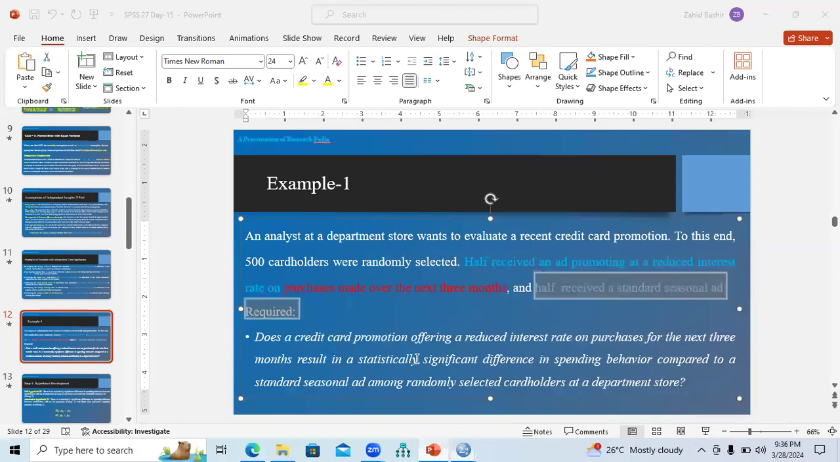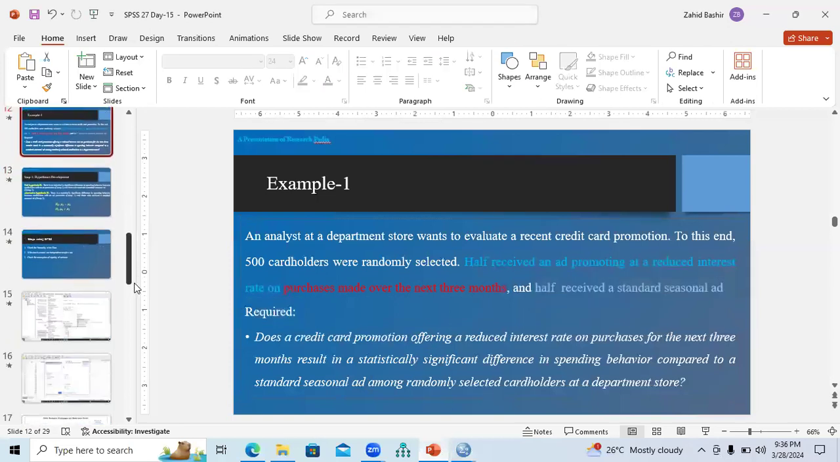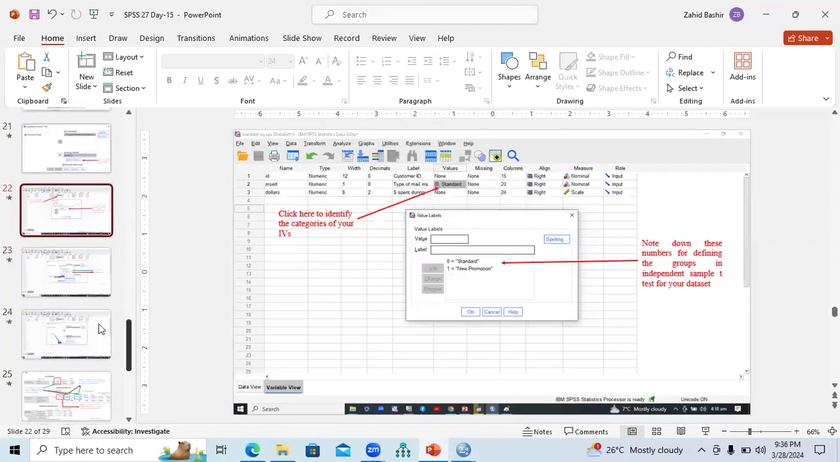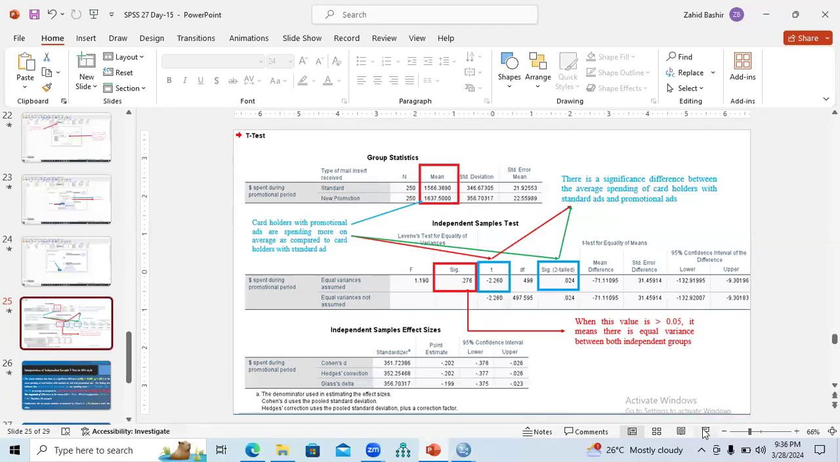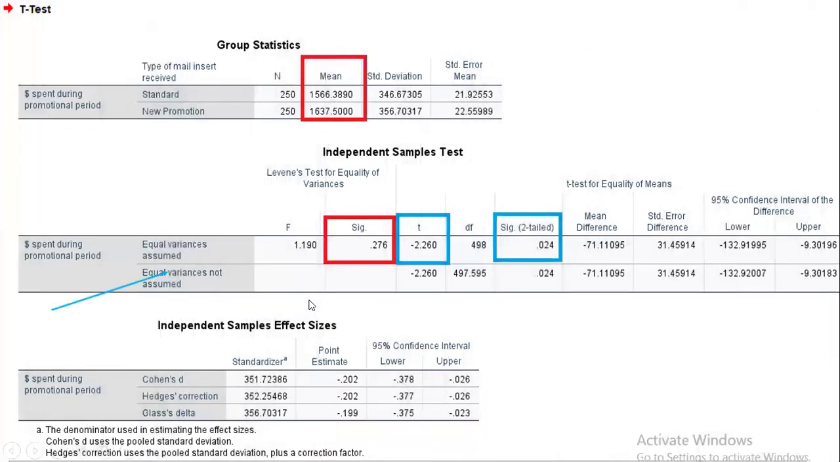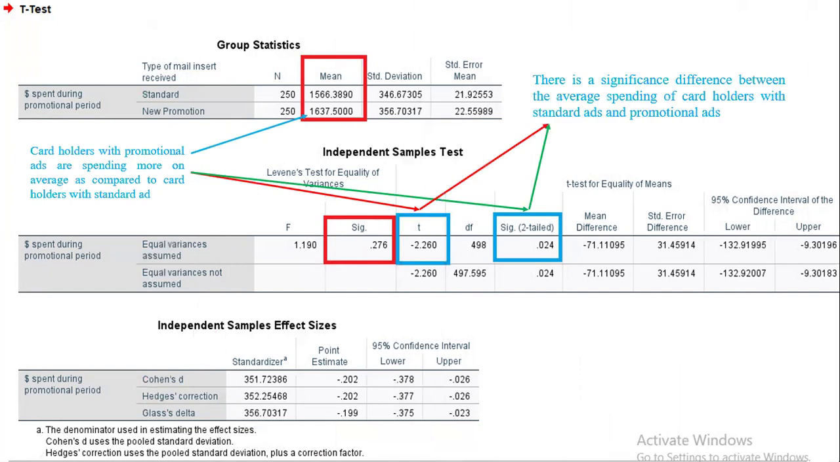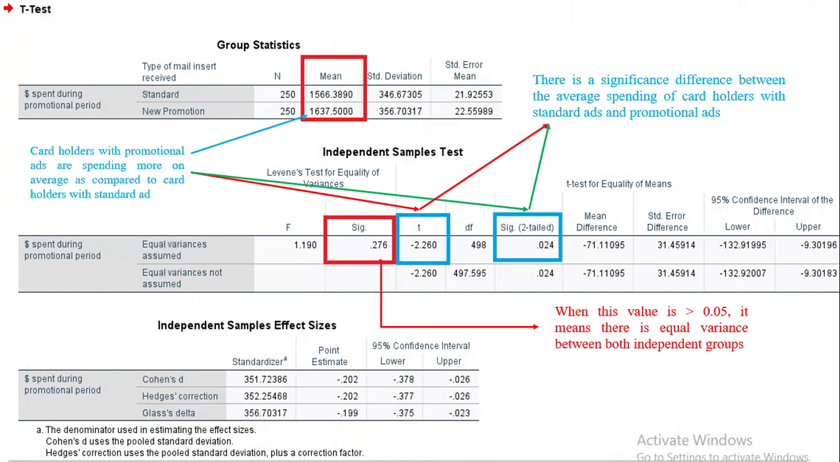So if you see here, I have identified this procedure for your consideration here in this picture. So this is what I have been explaining. First, you need to see the mean values. Then you see this for there is a significance difference. Then you see the sig value. Because this value is greater than 5%, it means there is equal variance between both independent groups. So because we want to know whether equality of variance is here or not, we need to do this.